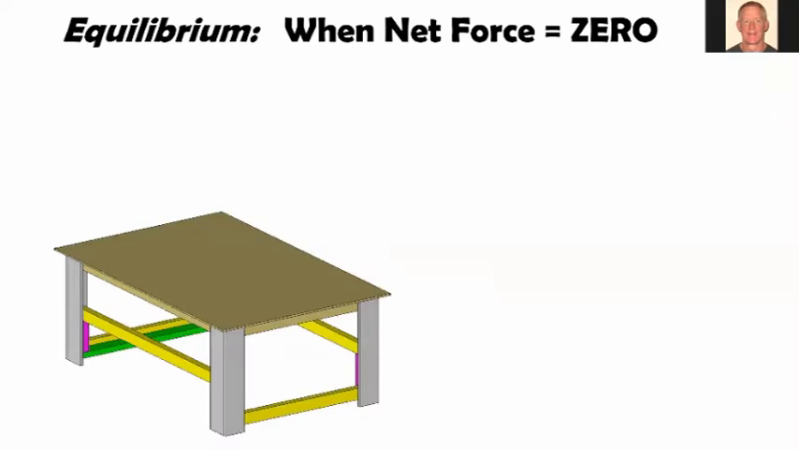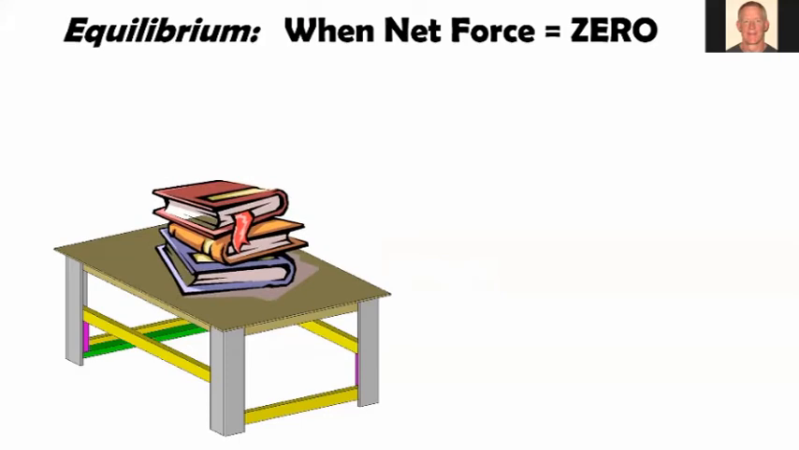An important term we're going to be using is called equilibrium. And equilibrium is just another word we can use to describe a situation when the net force is 0. In other words, we have balanced forces. We say that the system is in equilibrium.